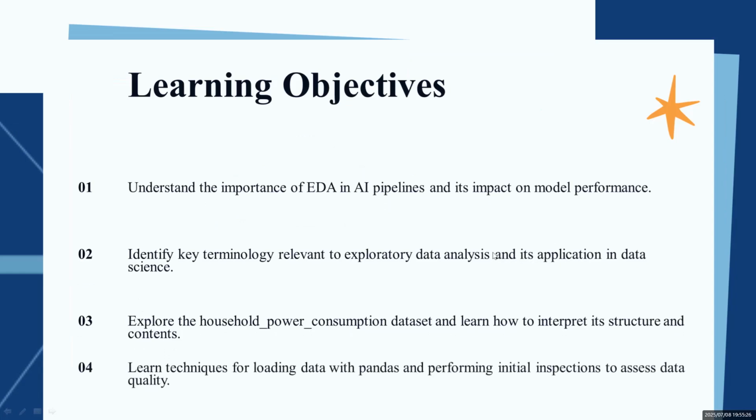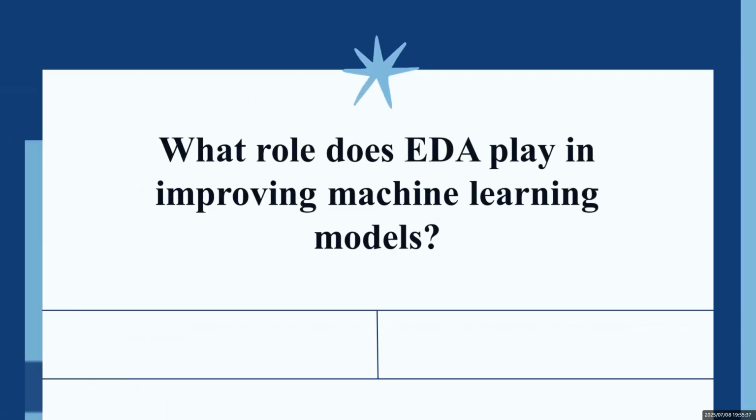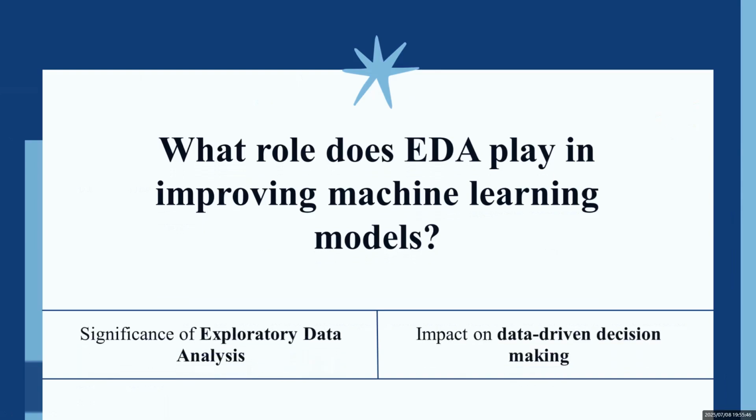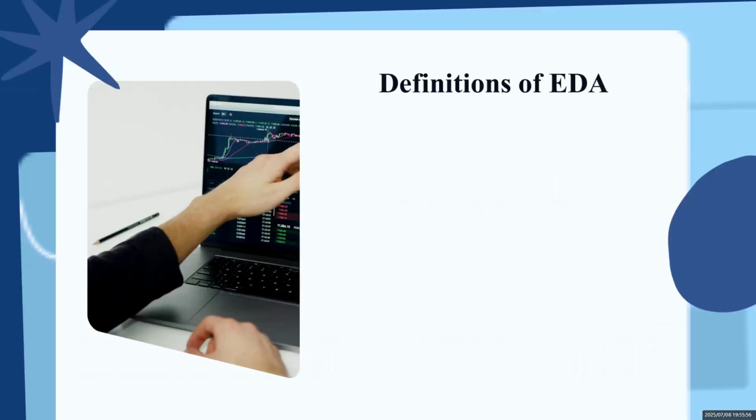And 4 is to learn the techniques for loading data with pandas and performing initial inspections to assess the data quality. Now, the next thing I want you to know is what role EDA plays in improving machine learning models. We are looking at the significance and also the impact. In the significance, we are looking at the significance of EDA. Also, we are looking at the impact on data-driven decision making.